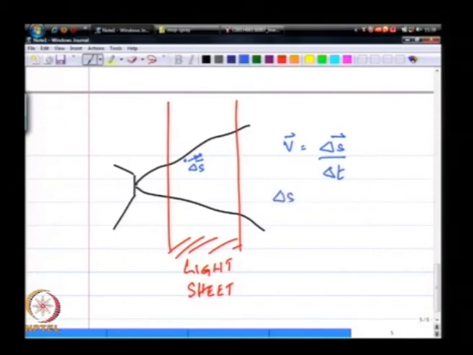So, delta S in pixels times magnification in millimeters per pixel. So, m is the magnification.